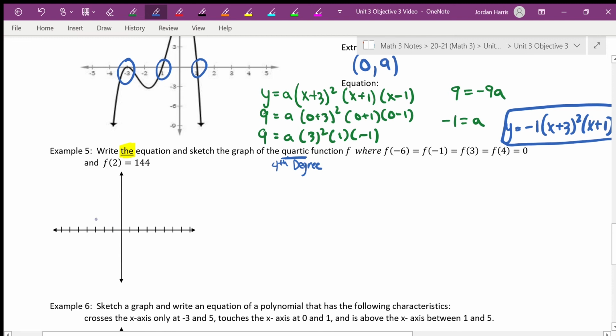So negative 6, negative 1, positive 3, and positive 4. Those are my x-intercepts. And we have the point (2, 144). Way the heck up there. So quartic is even. So we've got to think that's either up, up, or down, down. It's 4 things. They never talk about multiplicity, so we're thinking it's only once.